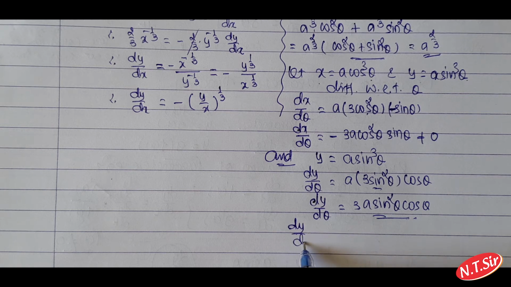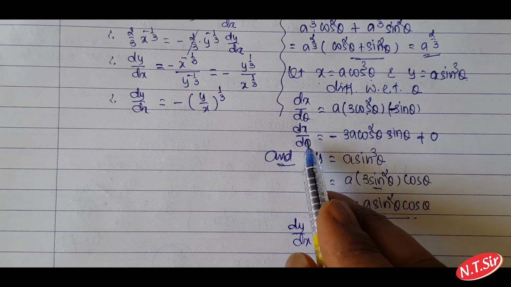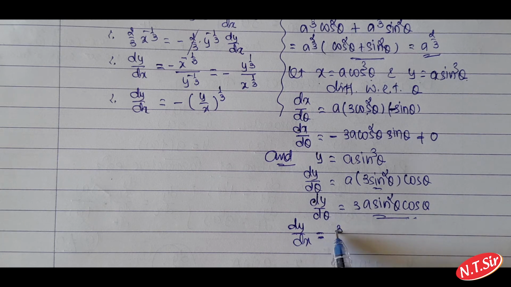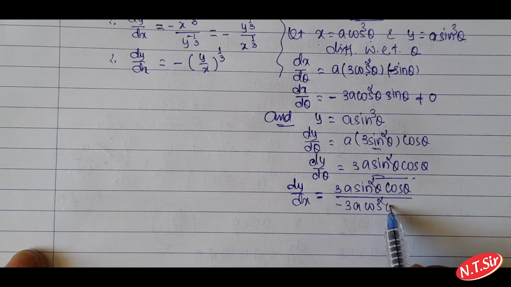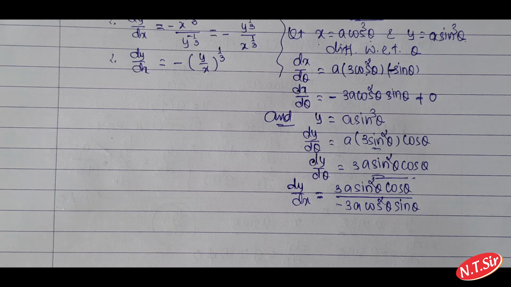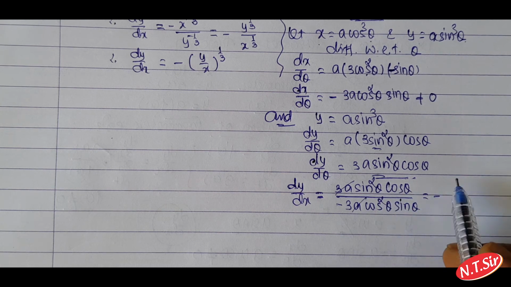Therefore dy by dx is equal to dy by d theta upon dx by d theta. Now dy by d theta is 3a sin square theta cos theta whole upon dx by d theta, which is minus 3a cos square theta sin theta, right. So what will happen now? 3a cancels, sin square cancels, cos square cos cancels, so what remains is minus sin theta upon cos theta.